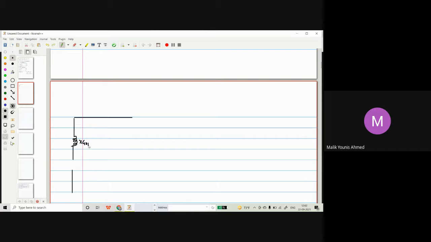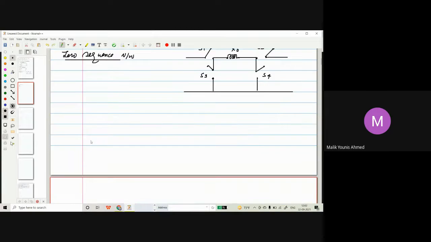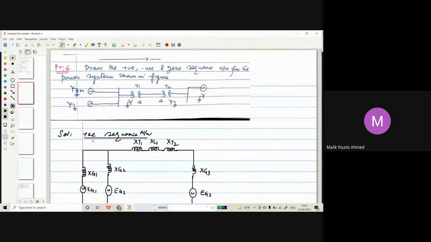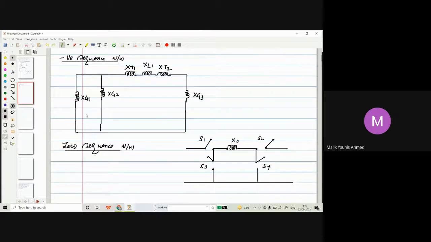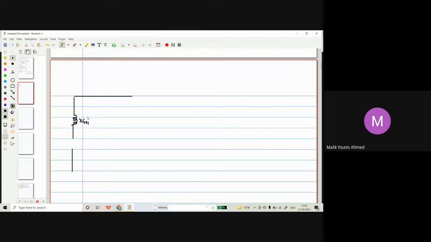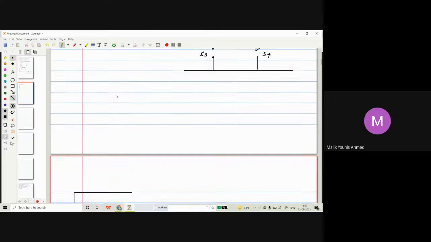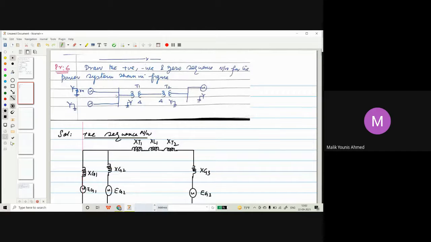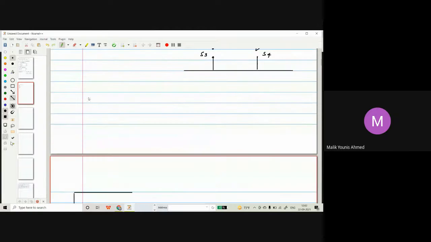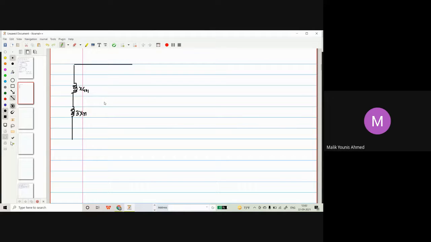XG01. Then since it is reactance grounded, you can see it's reactance grounded here, so 3Xn will be added to the zero sequence. So we will add it here. Three Xn will be added. Generator number 2, we don't have any problem. Generator number 2 is solidly grounded, so no reactance will be there. The value of that reactance will be 0.